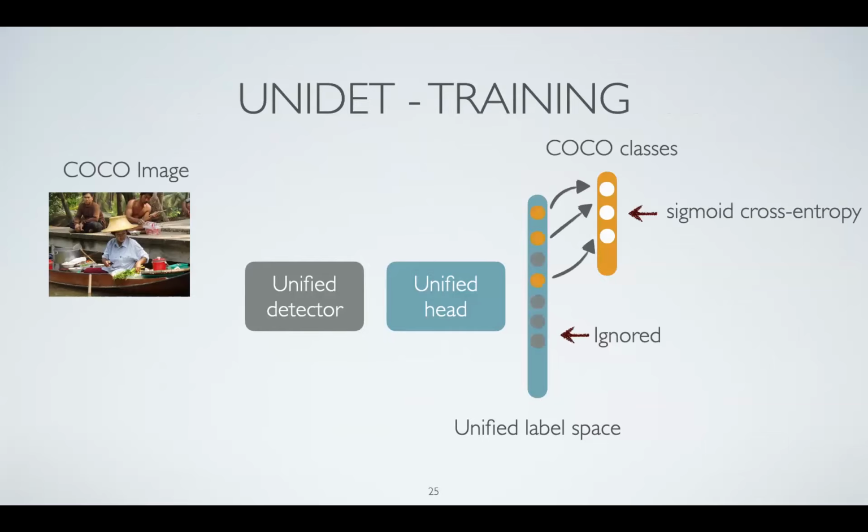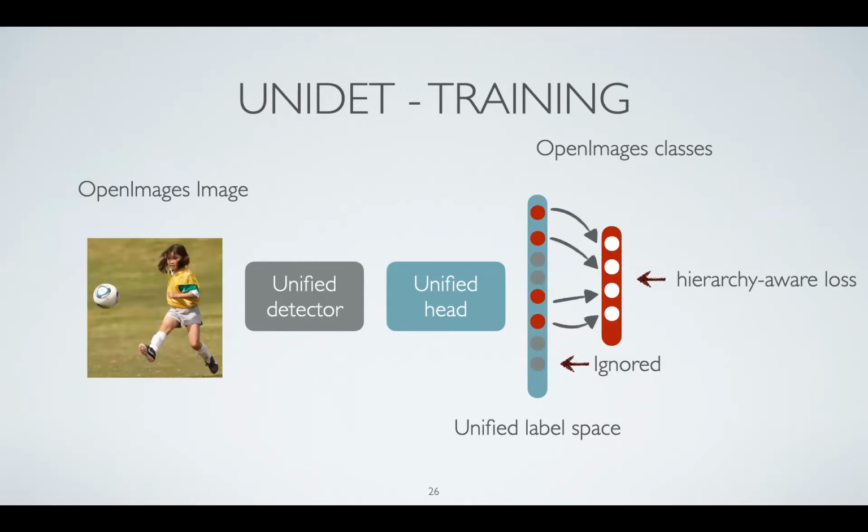Here is one more detail to make this work. During training, we only apply supervision to the categories in the source dataset. In other words, we ignore the output logits that are not annotated in the current dataset. This prevents false negative gradients due to the incomplete annotations in the unified label space. Also, applying loss this way enables us to apply dataset-specific loss during training easily.